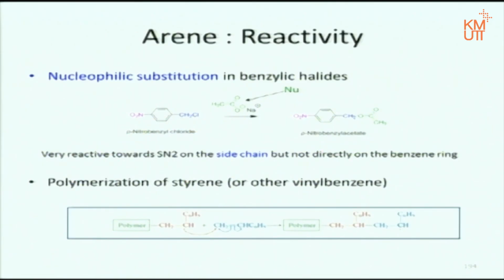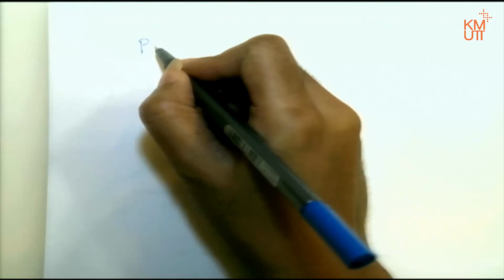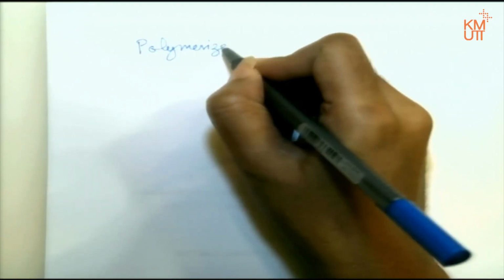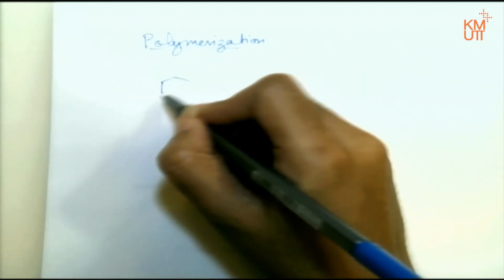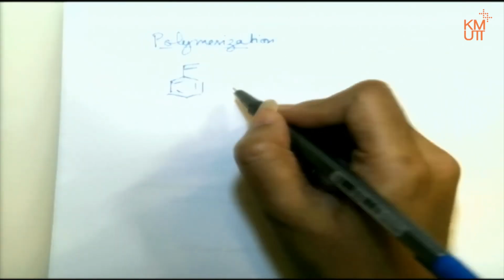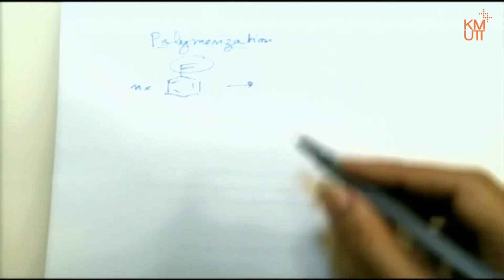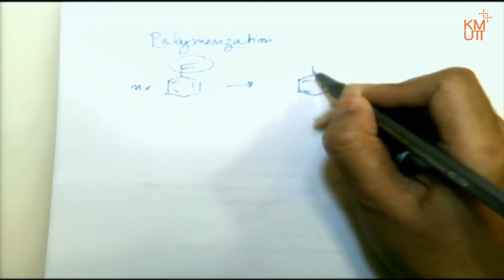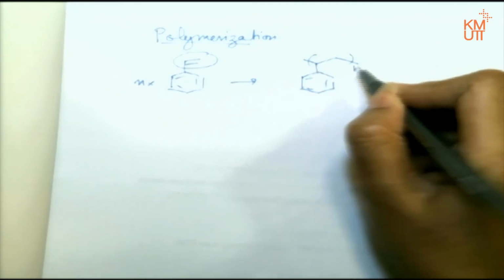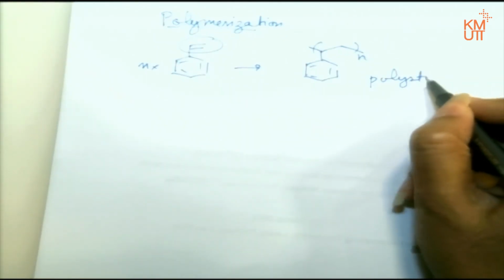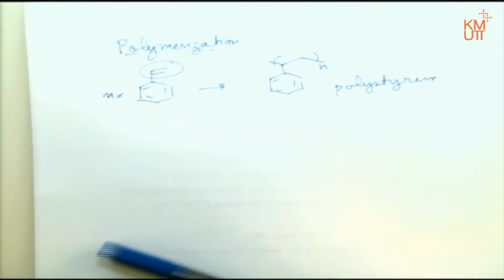For example, styrene. What is the structure of styrene? This is the structure of styrene. We have a double bond here. You can react the double bond of styrene, but not the double bond of aromatic rings. And you can connect styrene together to form this polymer. This is the structure of polystyrene by polymerization. Polymerization is also a reaction which occurs on the substituent group, not on the aromatic group.